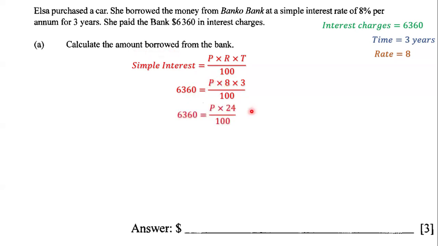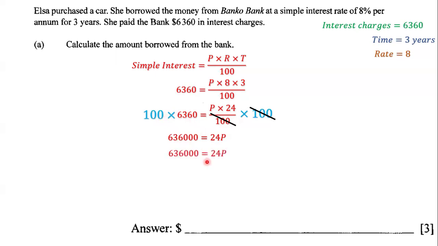The first thing we're going to do is multiply 8 by 3, which gives us 24. And so we have 6,360 is equal to P times 24 all over 100. We're going to multiply both sides of this equation by 100, because we want to get rid of the 100 at the bottom. We cancel this 100 with that 100, and so we have P times 24, which is 24P, and 6,360 multiplied by 100, which is 636,000.